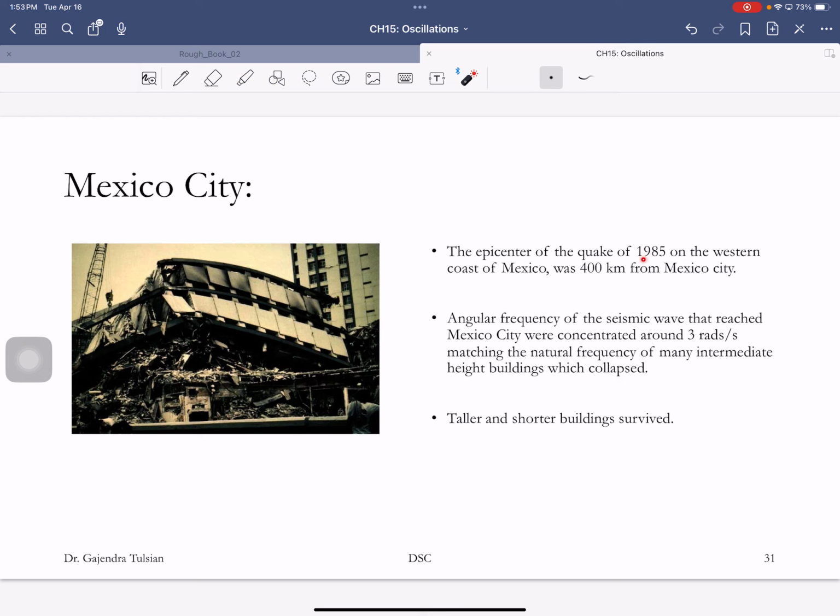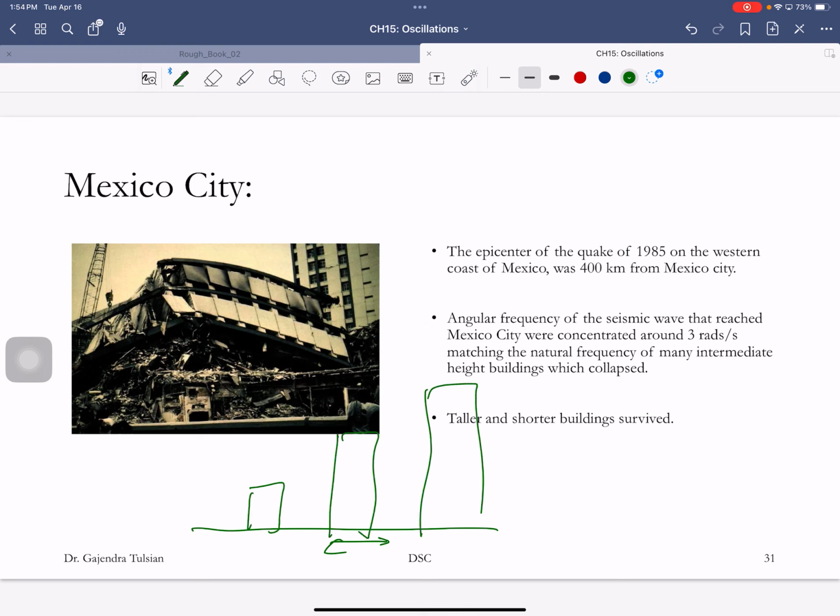So this was in 1985 in Mexico. An earthquake happened 255 miles from Mexico City. It's like from Miami to here. Okay, and so the ground was shaking. And this frequency matched the natural frequency of these building heights. The frequency of oscillation of a building depends on the height. It matched the frequency of this building. It didn't match the frequency of this or this. So these guys collapsed. These guys stayed standing.